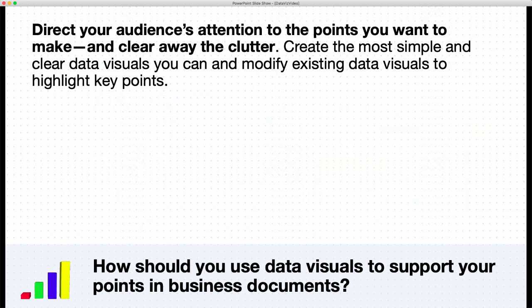And another important thing with this, direct your audience's attention to the points you want to make and clear away the clutter. You want to create the most simple and clear data visuals you can, and you can modify existing data visuals to highlight key points, as long as you don't distort the data. Let me show you an example.